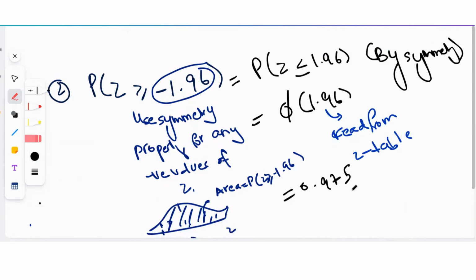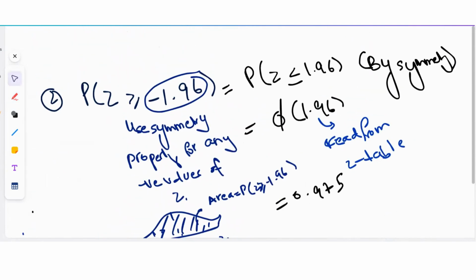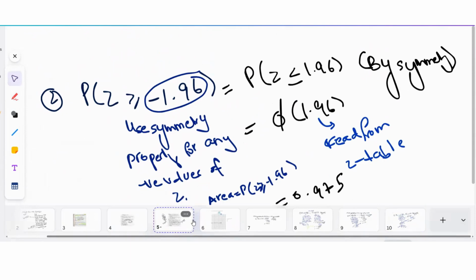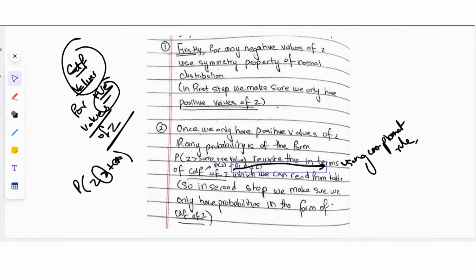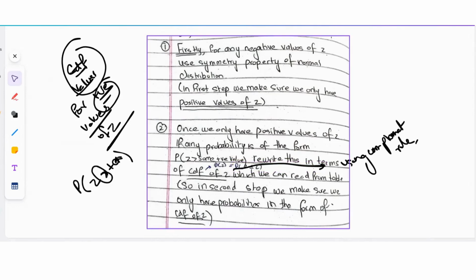So whenever you're finding probabilities for a standard normal random variable using this table, first always make sure you only have positive values of Z. For any negative values of Z, we'll use the symmetry property. And once we have only positive values of Z, if you have a probability of the form probability Z is greater than some positive value, then make sure to write it in terms of CDF. Again, we follow this two-step process because the table we're using only has CDF values for positive values.